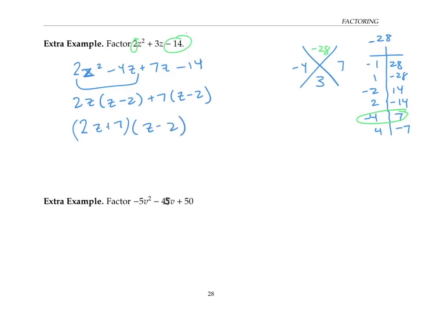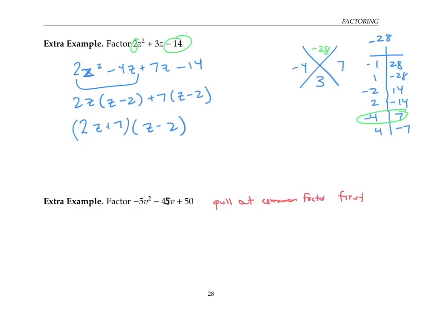My second expression, I could work it the same way, drawing my x and factoring by grouping, that kind of thing. But it's actually going to be easier if I notice first that I can pull out a common factor from all of my terms. That'll make things a lot simpler to deal with. So notice that a 5 divides each of these terms. And in fact, I'm going to go ahead and pull out the negative 5 because I don't like having negatives in front of my squared term. So I'm going to pull out a common factor of negative 5.